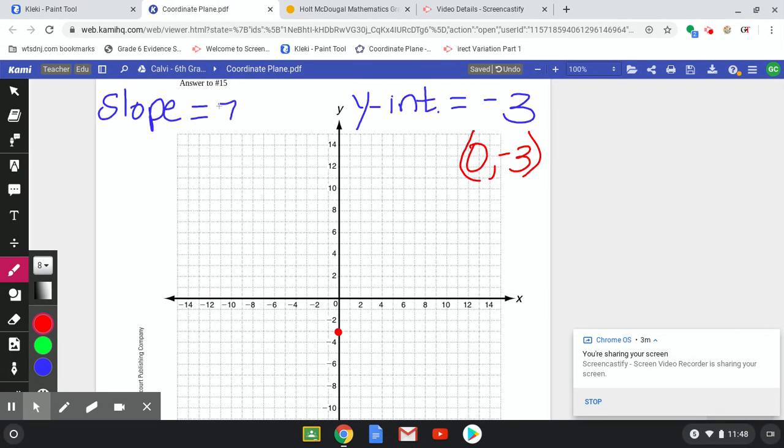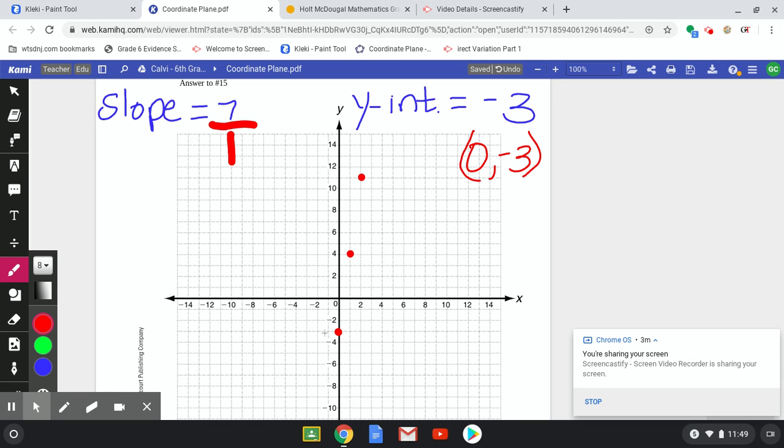Now I'm going to use my rise and run. Well, if you notice, I just have a whole number. In order to have a rise and run, I'm just going to put that over 1. So I'm going to go up 7 because it's a positive 7. So 1, 2, 3, 4, 5, 6, 7 units, and then right 1. Plot a point. I want another point, so I'm going to go up 7 again and right 1. 1, 2, 3, 4, 5, 6, 7.